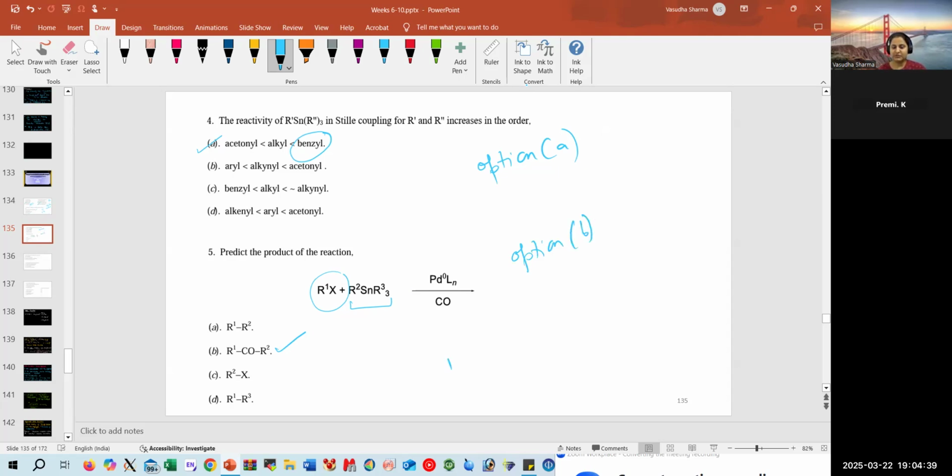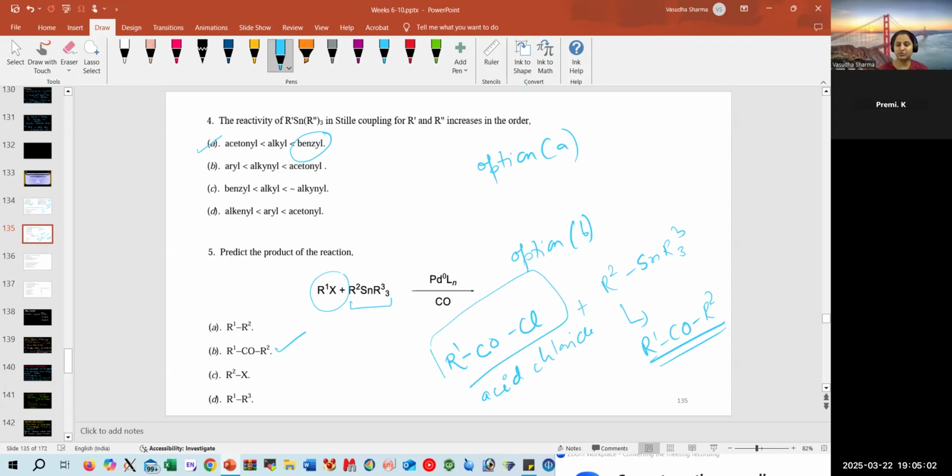Or else if I introduce RCOCl, which is your acid chloride, and then again treat it with R2SnR3, something like that, it would end up giving you the same product, but this is not going to require CO anymore because you have already started with the acid chloride substrate. So depending on the substrate, your product is going to be the same, but you need to be careful about what reagents are being required. The question can be twisted in other ways also.